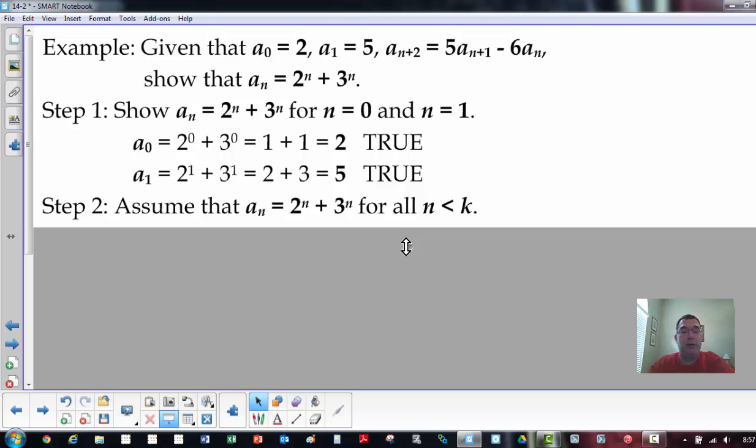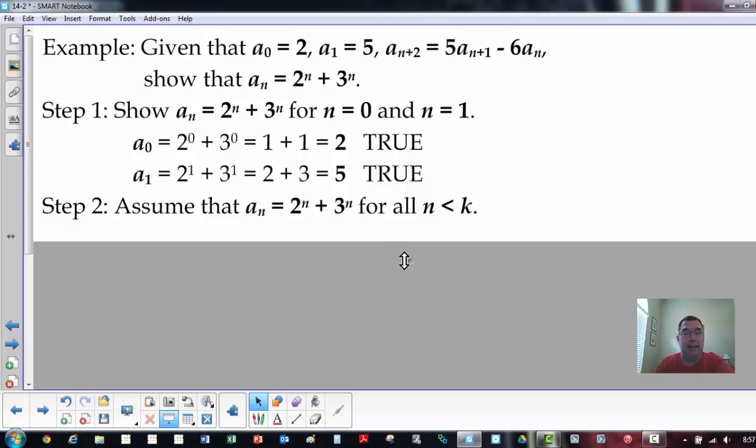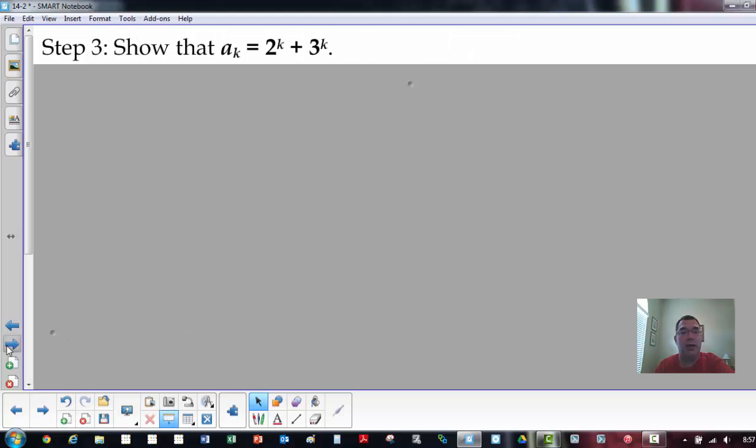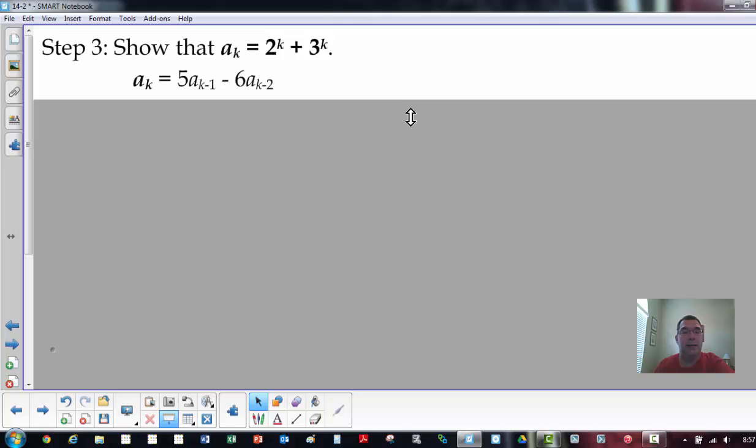Step 2, we are now going to assume that the nth term is 2 to the n plus 3 to the n for all n less than k. So k minus 1, it's true, k minus 2, it's true, all the way down to the very beginning. Based on that assumption, we will now show that a_k is equal to 2 to the k plus 3 to the k. So here's how we do that.